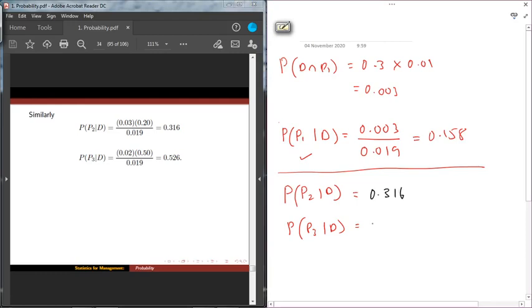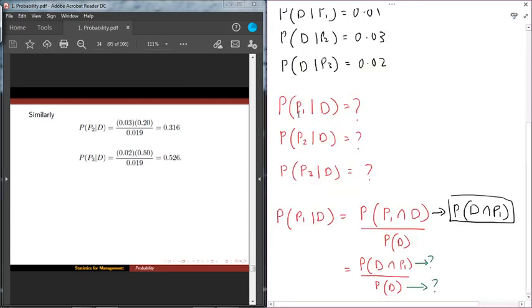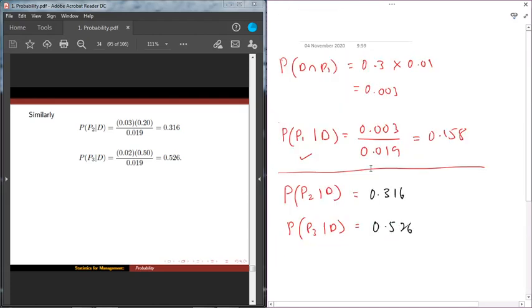Now if we find this, you will have three. Remember, our aim is to find three probabilities. Our aim is to find this one, P1D, P2D, P3D. That is our aim. So we have found here this one, and this one. What is the question?